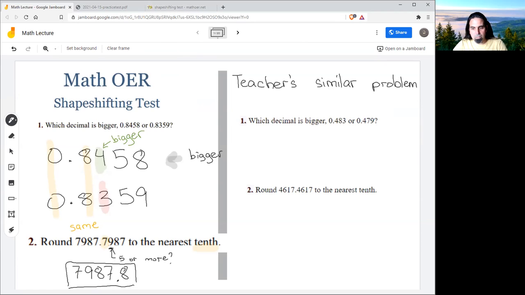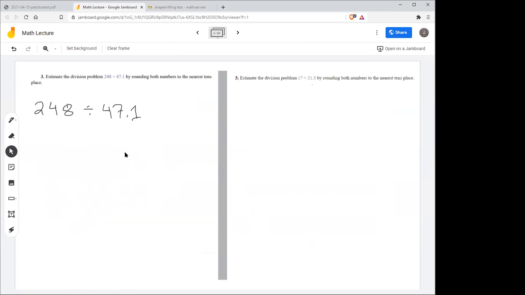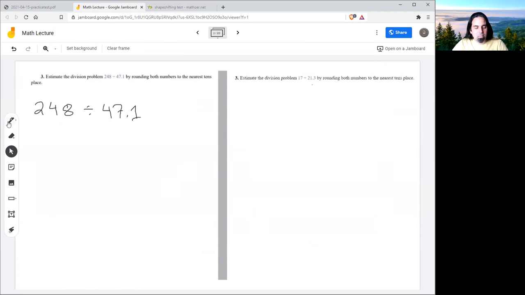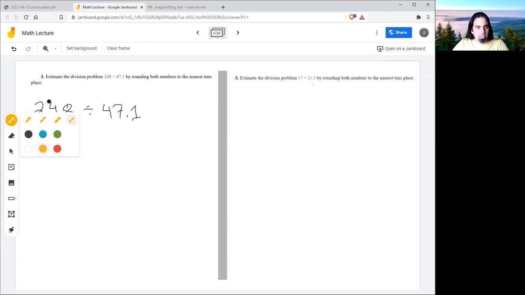Okay, next one. For number 3, we have 248 divided by 47.1. Estimate that by rounding both numbers to the tens place. Okay, number 3, tell me what to do. So you're going to round both numbers to the nearest tens place. Let me highlight that. There's a tens place. That's a ones. There's a tens place.